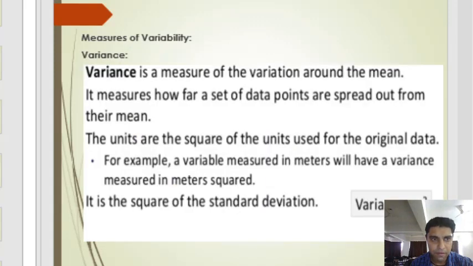Next is variance. Variance is a measure of variation around the mean. It measures how far a set of data points are spread out from their mean. The units are the square of the units used for the original data. For example, a variable measured in meters will have a variance measured in meters squared. It is the square of the standard deviation, so the formula for variance is the square of the standard deviation.